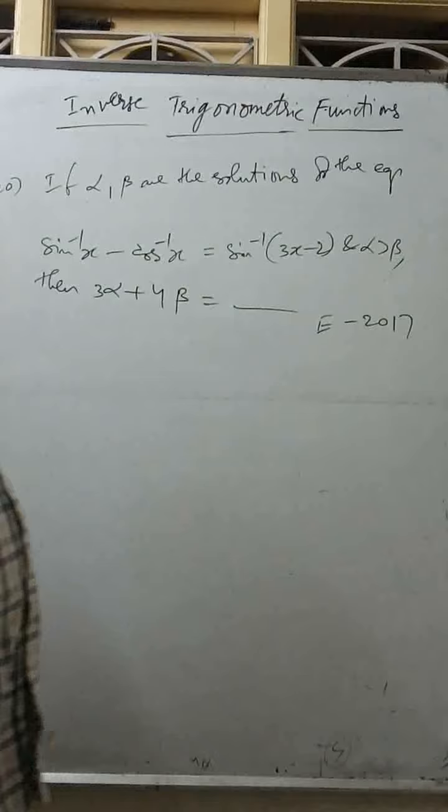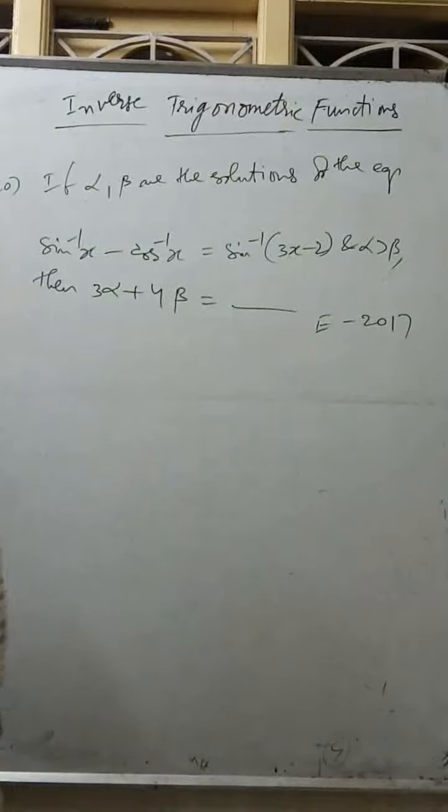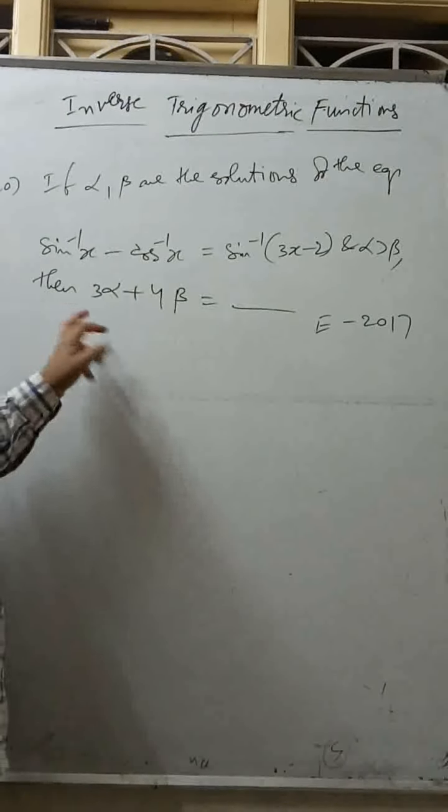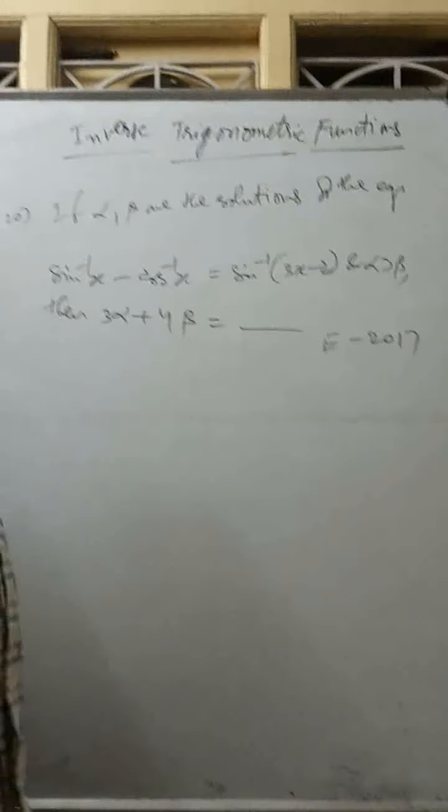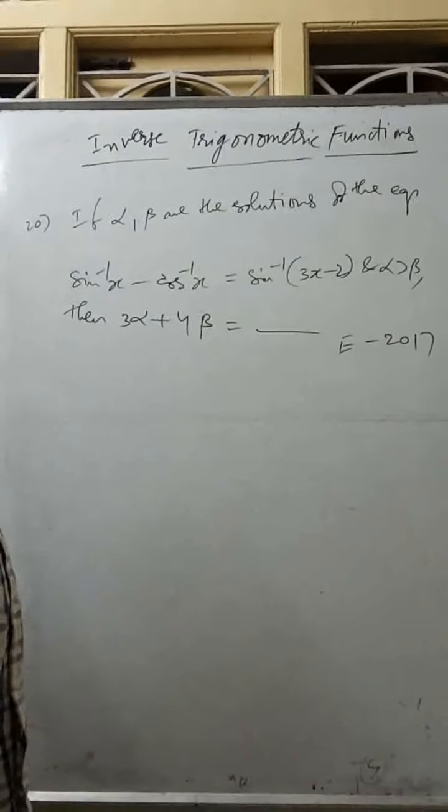Alpha, beta are the solutions of the equation sin inverse x minus cos inverse x equal to sin inverse of 3x minus 2, and alpha greater than beta. Then 3 alpha plus 4 beta equal to how much is asked.